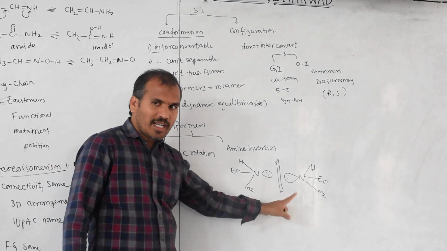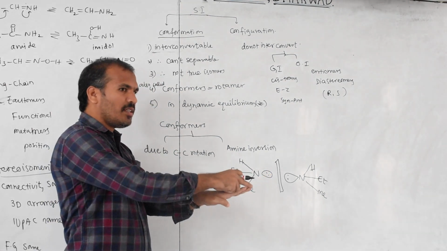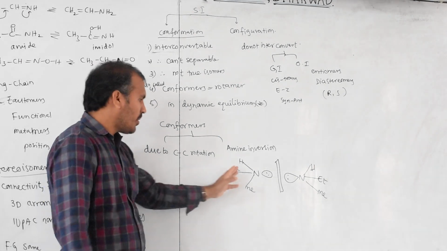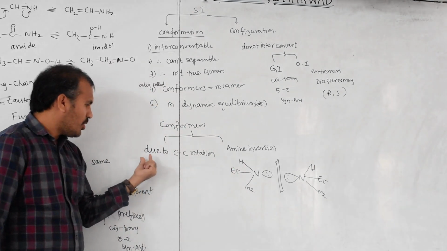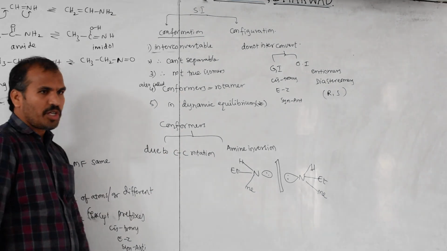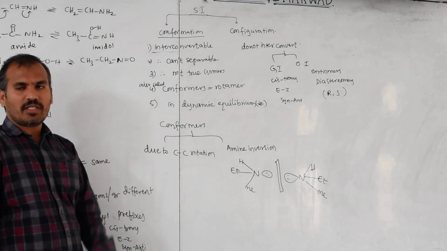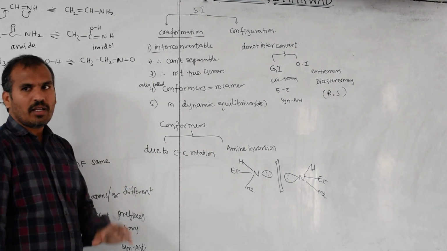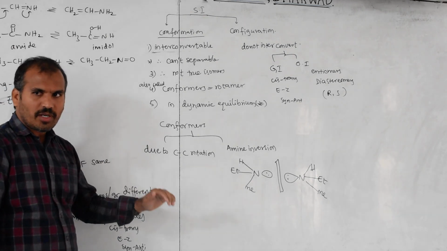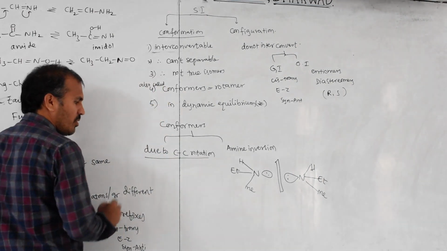So these are interconvertible. There is no single bond rotation. See, the finger is on the right side, and now it fast interconverts like this. Next, due to carbon-carbon single bond, see, there is only a single bond. Carbon rotation: we will discuss this in the first year, ethane staggered and eclipsed form. Yes or no? That is what I will discuss now, conformers due to CC single bond rotation.